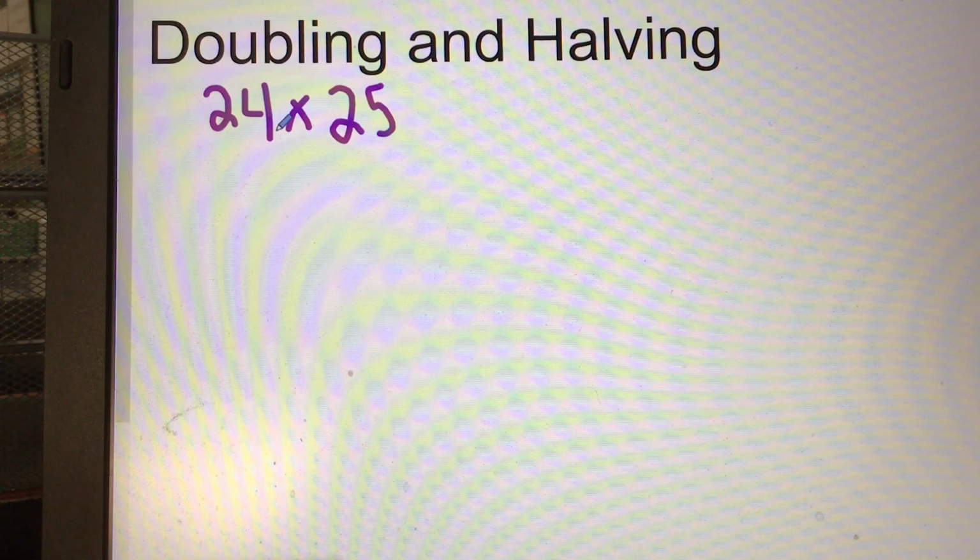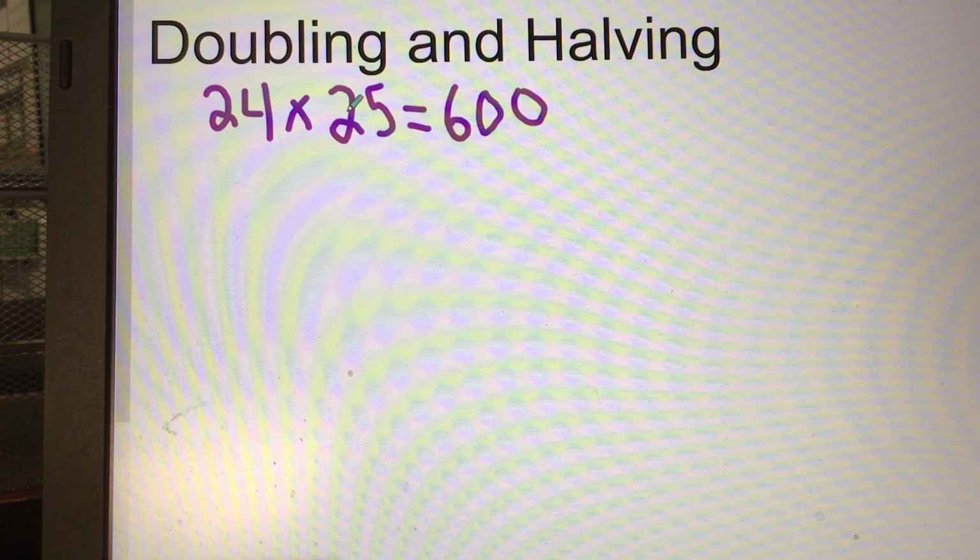So if we have 24 times 25, that is, I'll give it to you, it's a hard one. That is 600. Okay, that is 600. Now, to prove that doubling and halving works, I should be able to double one number by multiplying it by 2 and halving the other, or dividing by 2. So I need to make sure I'm looking at my numbers. I have 24 and 25, okay?